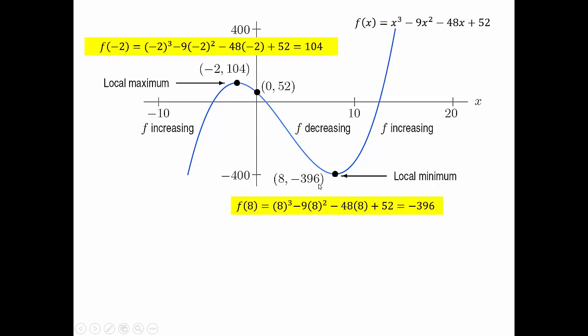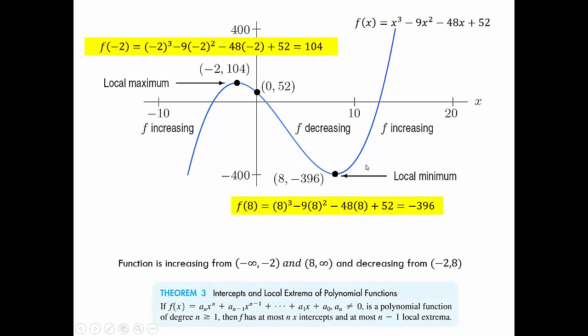Now these numbers, my y values, remember you have to go back to your original function to get those. So I can see I have a critical point at -2, 104, and a critical point at 8, -396. The first critical point's a local max. The second critical point is a local min. And I can see where the function is increasing. It's increasing from -infinity until it gets to -2. It's also increasing over here from 8 to infinity. And then decreasing between my local max and local min, from -2 to 8.